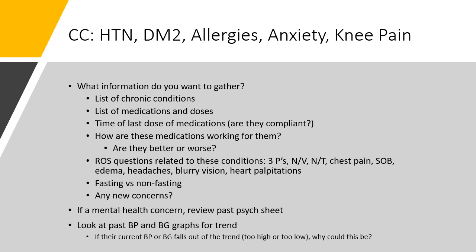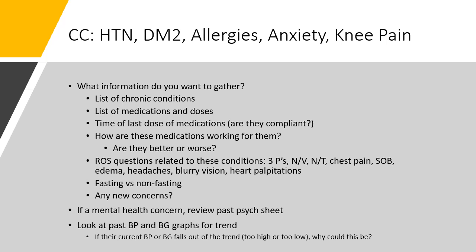Other information that you want to make sure that you review is old data such as prior psych sheets and psych assessments, as well as review the blood pressure and blood glucose chart, and making sure that you review the trend of their blood pressure and blood glucose. If their blood pressure or blood glucose is all of a sudden really high when it's normally kind of stable, ask yourself why. Ask your patient why.